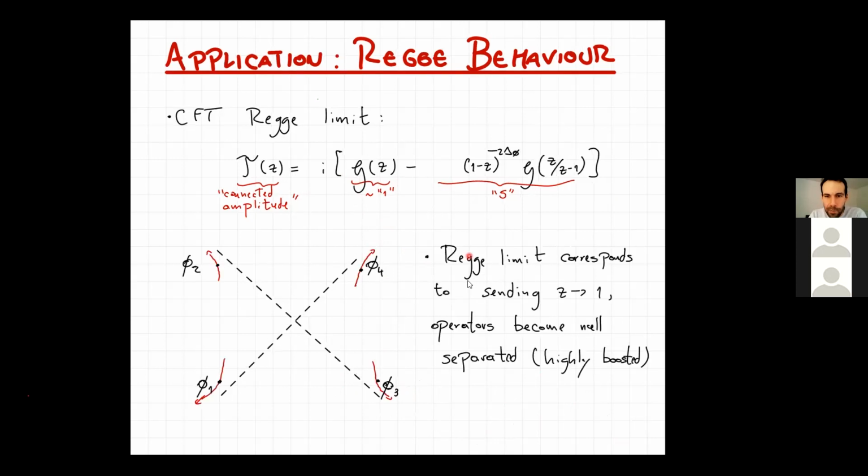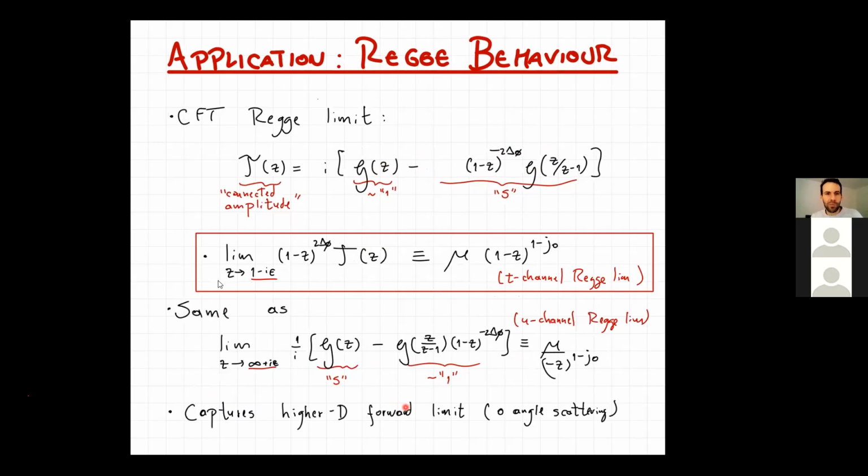This high energy limit, or Regge limit, corresponds then to sending z to 1, such that we're going to do the T-channel OPE. But it's not just the T-channel OPE, because there's this term, which will give you something non-trivial. In this limit, these operators are going to get null separated. They're going to approach these light cones, and so they will be highly boosted. So this is the motivation for studying this limit.